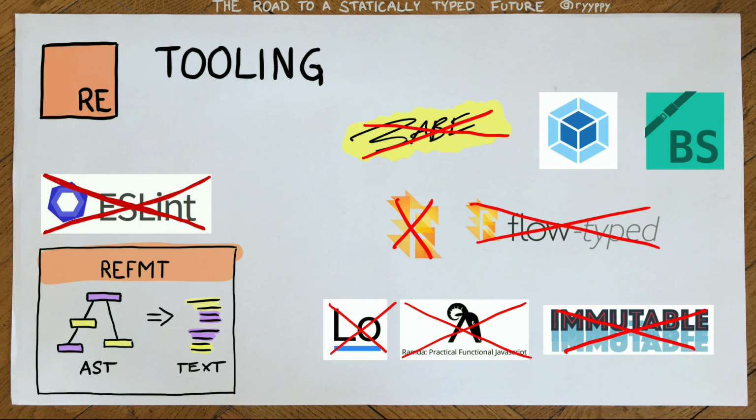You have one major tool, which is BuckleScript. You have the OCaml compiler for the type safety. You have the syntax of OCaml. You have also the dead code elimination built into BuckleScript. And in the end, you also get another tool, which is called Refmt.